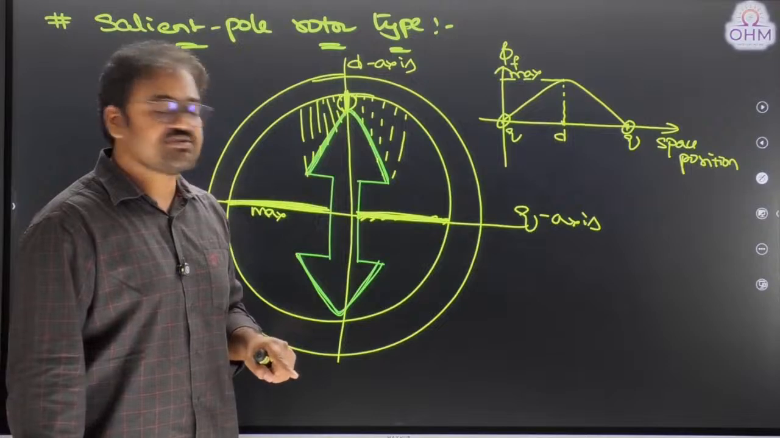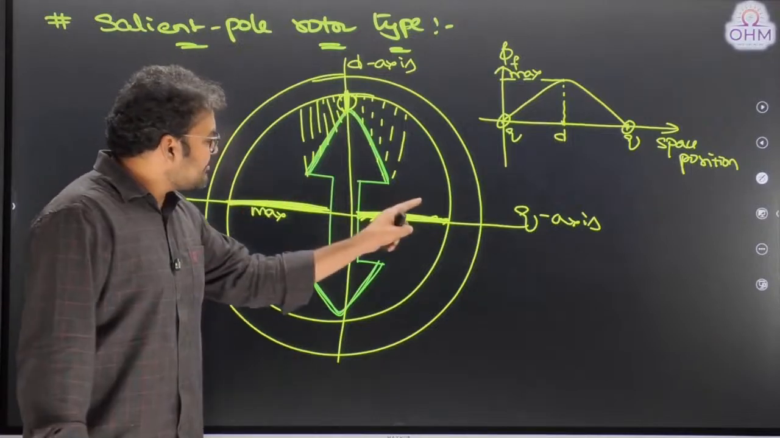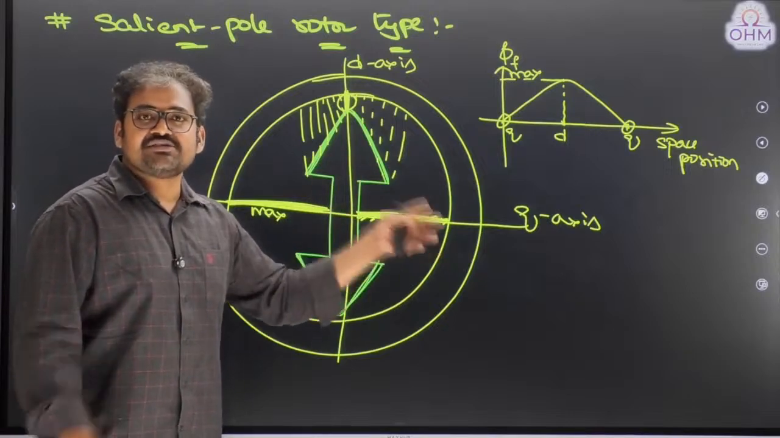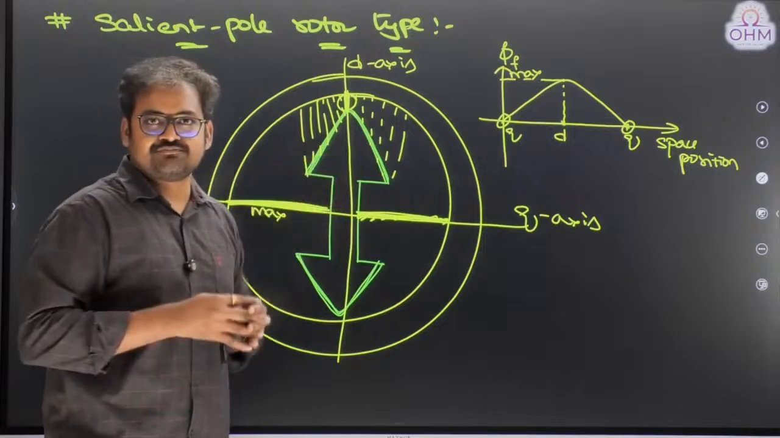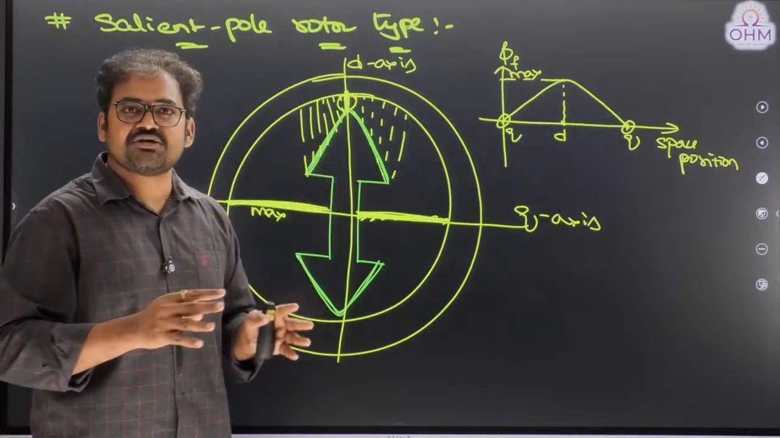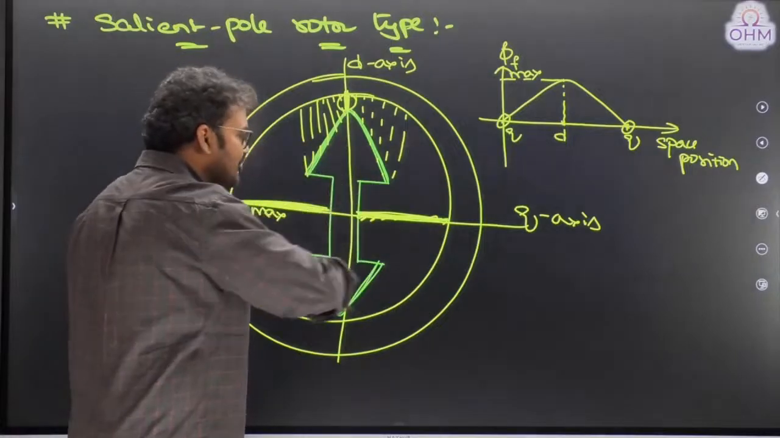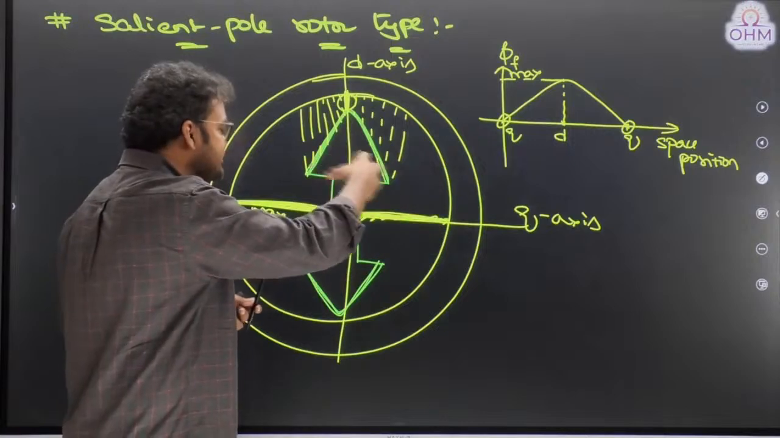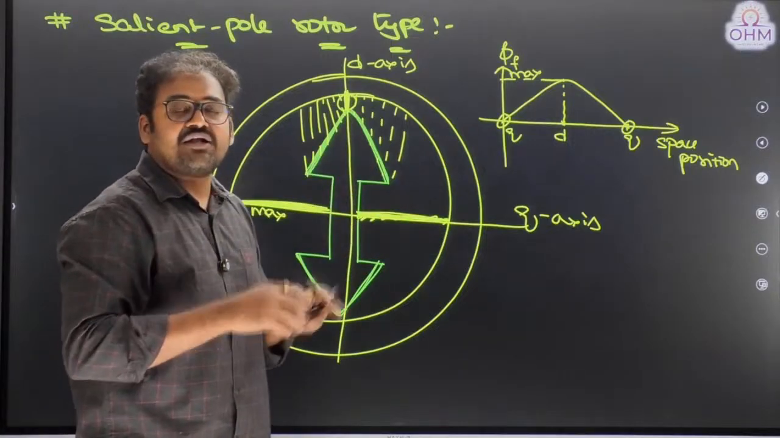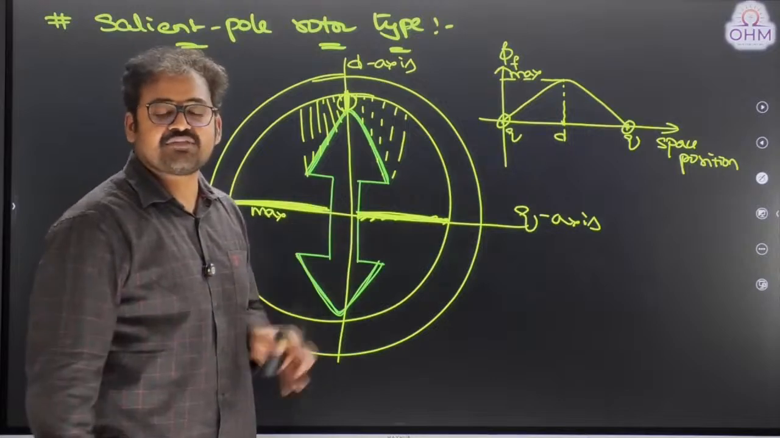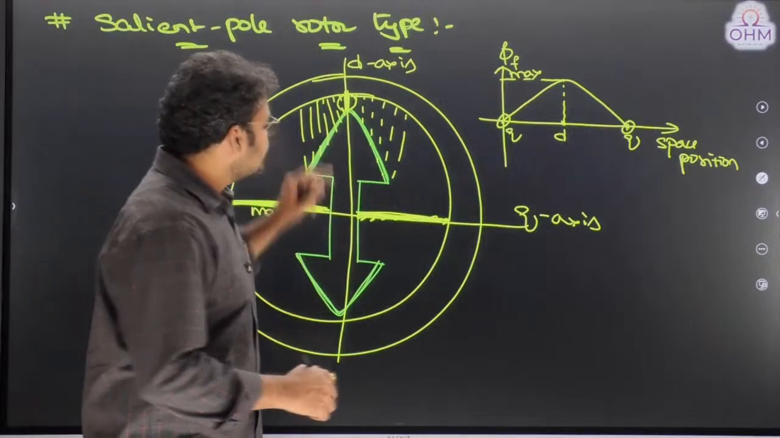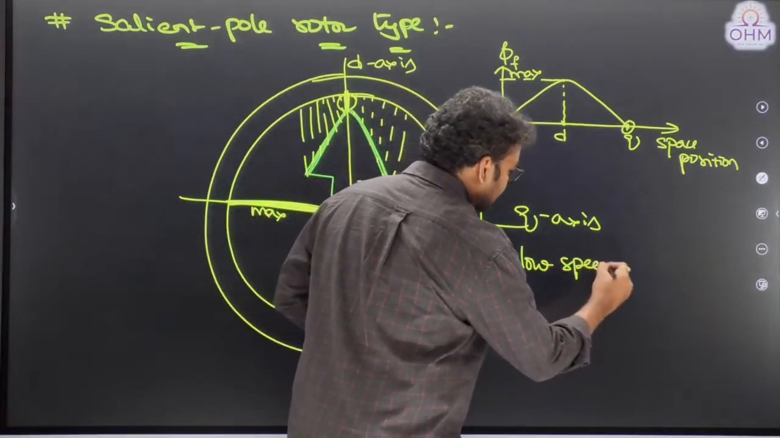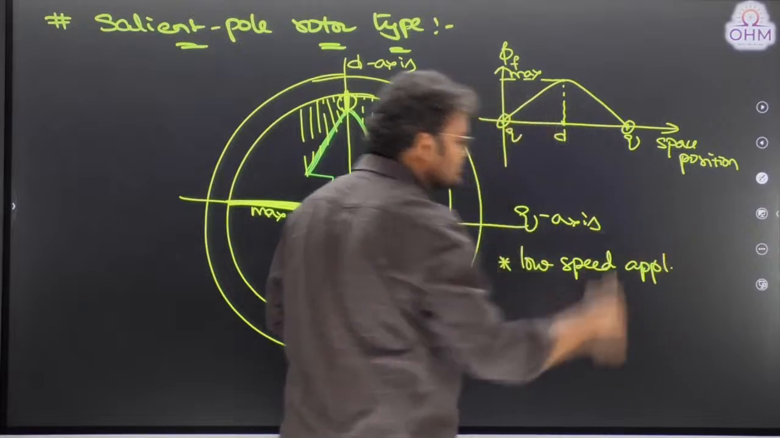But what is the disadvantage? Because the air gap is non-uniform, when you try to rotate this rotor at very high speed, centripetal forces may crush the rotor. Mechanically, the rotor may be damaged. That is why the salient pole rotor is used only for low speed prime mover applications. Low speed applications only.